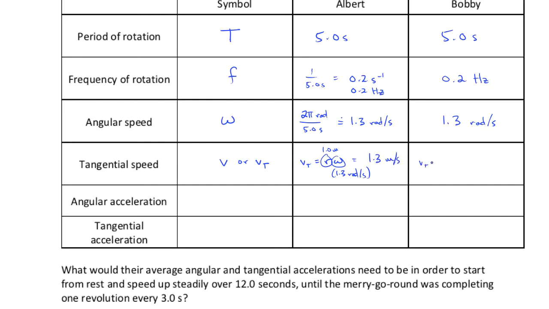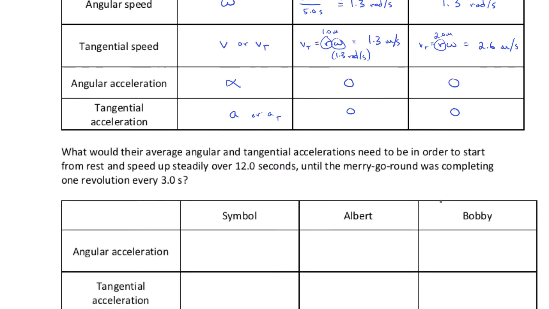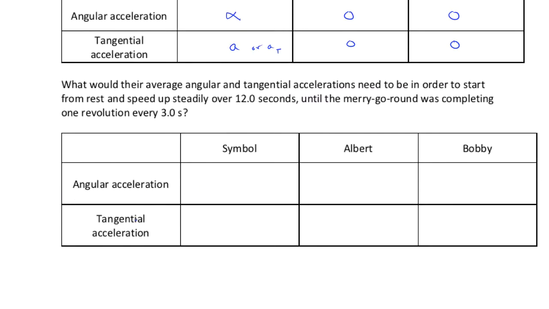However, for Bobby, the radius is equal to 2 meters, multiplied by 1.3, and therefore we get 2.6 meters per second. So when working with rotation, it can be helpful to use angular speed because it's the same no matter where you are on the rotating body. That's not true for tangential speed. Angular acceleration, which we give the symbol alpha, is 0 in this case because they're moving at constant angular velocity. And their tangential acceleration, a, or we could call that a sub t, is also 0 because their tangential speed is not changing.